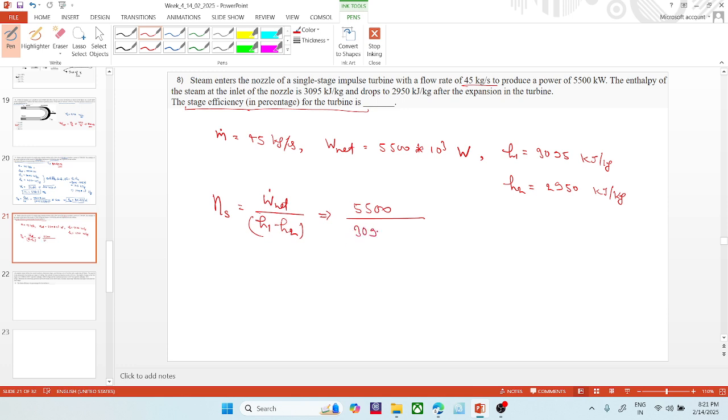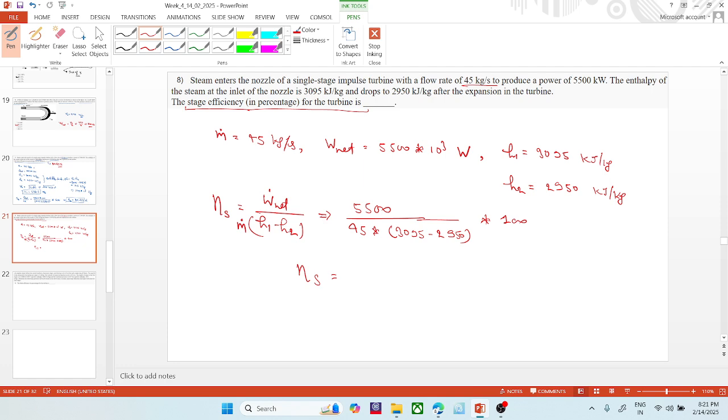So 30 m dot. How could I forget m dot? Okay. So m dot is 4500 into 3095 minus 2950. I will multiply it by 100 to convert into the percentage. So this value will come out to be 5500 by 45.